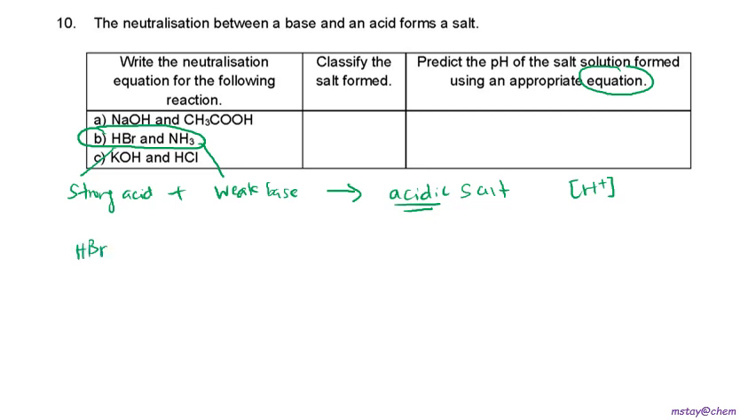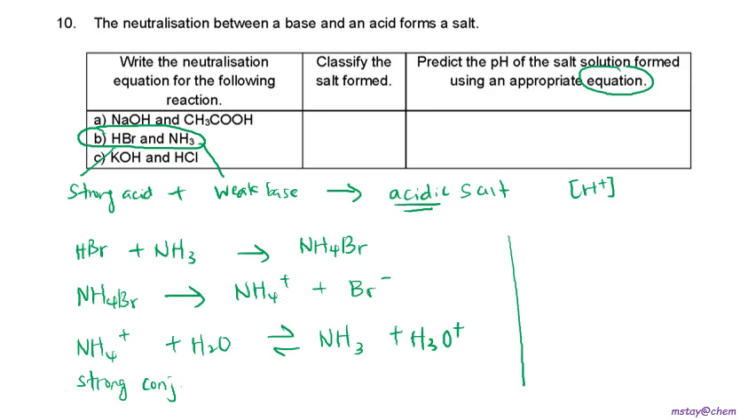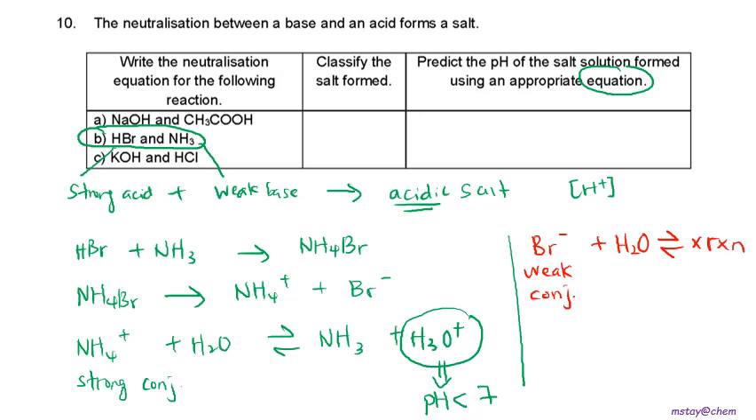HBr reacts with NH3, and we will get NH4Br. When NH4Br dissociates, it will produce NH4 plus and Br negative. NH4 plus is from the weak base, so it is a strong conjugate, which is able to break down the water to produce NH3 and H3O+. With the presence of H3O+, we know that the pH value will be less than 7. While Br negative is from a strong acid, so it is a weak conjugate, and it will not be able to hydrolyze the water, so no reaction.